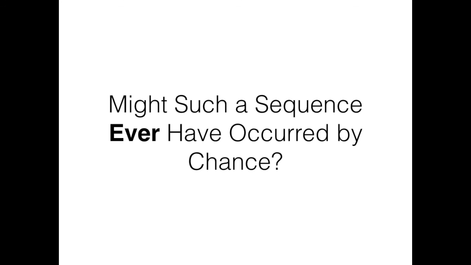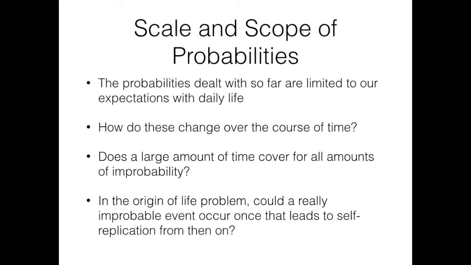So far we've been talking about things that you identify in the present, whether or not a given sequence is likely to have occurred right now. But someone might ask the question, has the given sequence ever occurred by chance in the history of the universe? Has something happened at some point that's a frozen accident? And so what we see is the result of chance. It just happened to be something that was frozen there many eons ago, but using many billions of years to achieve. So the probabilities we've dealt with so far are limited to our expectations with daily life. But how does this change if we add in a large amount of time? A lot of people think that large amounts of time cover all sorts of probabilities. In the origin of life problem, could a really improbable event occur once that leads to self-replication and therefore probable events from there on out?